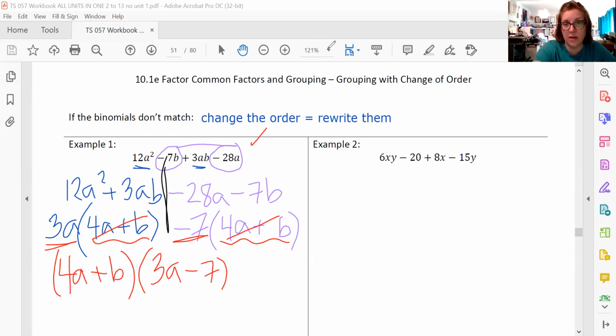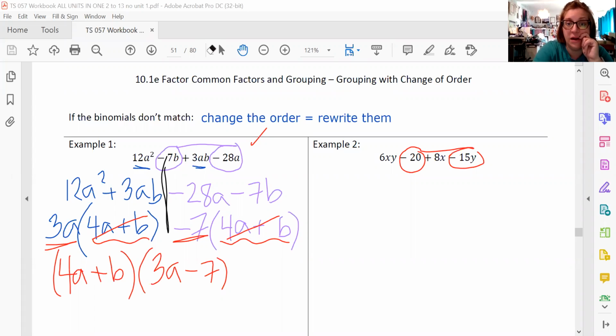Let's do one more. Same thing over here, right? There's something I could take out of both 6 and 20, but there's not anything I can take out of 8x and 15y. So I'm going to have to do some moving around before I finalize my binomial groups. And first off, one thing I notice is that 20 and 15 are both multiples of 5. So 5 is a factor of theirs. So I'm going to group them together.